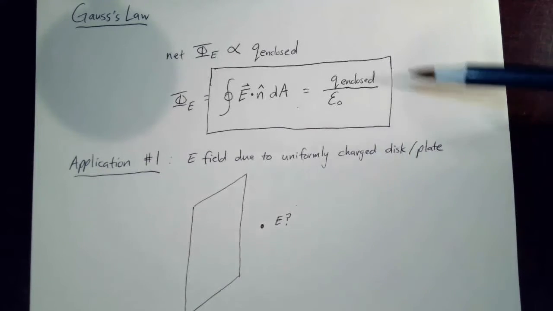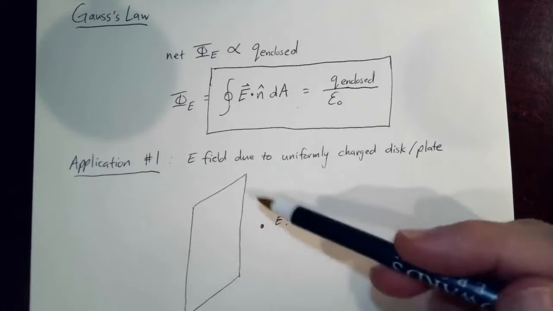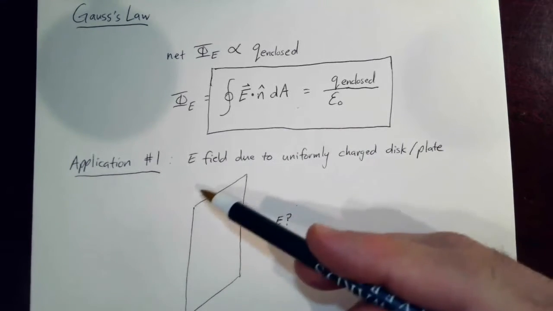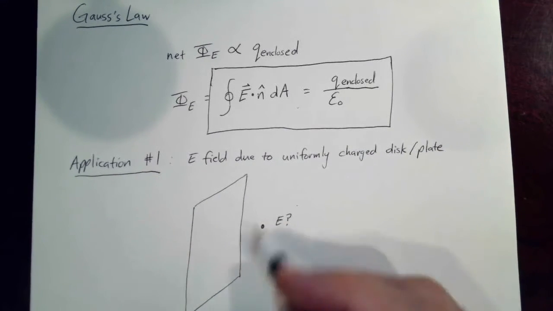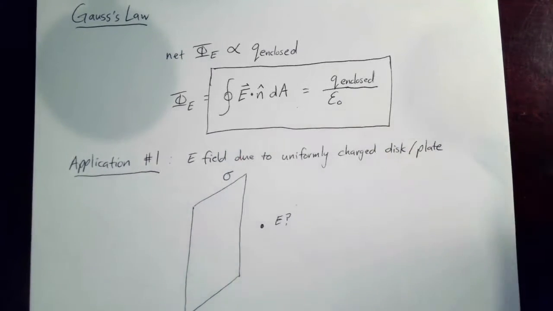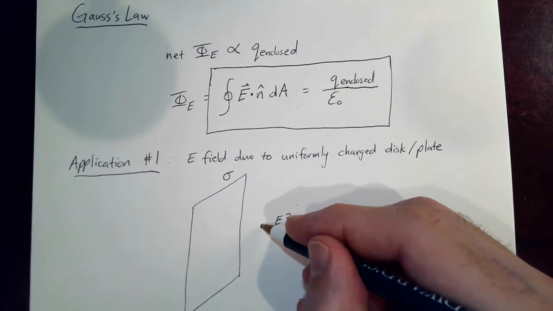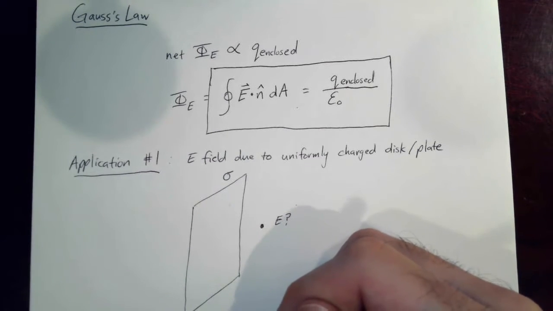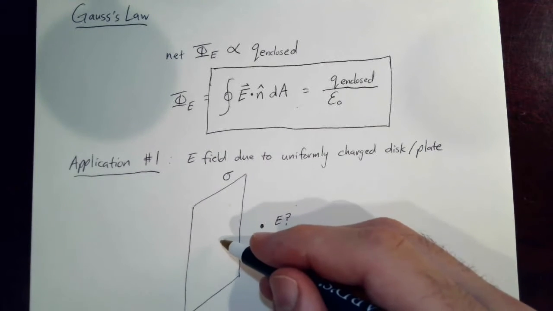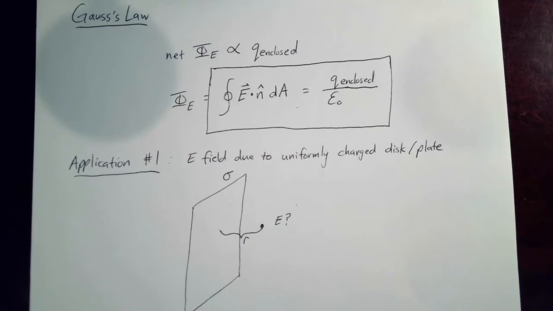So the first application is, what if I have a uniformly charged disk or plate? The first time we did it for a disk, but it's the same result if we do it for any shape of plate. So maybe it has a charge density on it, which remember we called sigma. And the question is, what is the electric field here at some point near the plate, say a distance r from the plate?